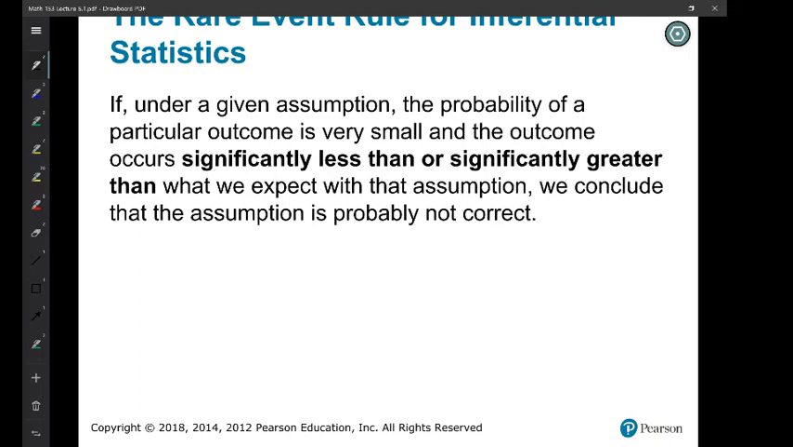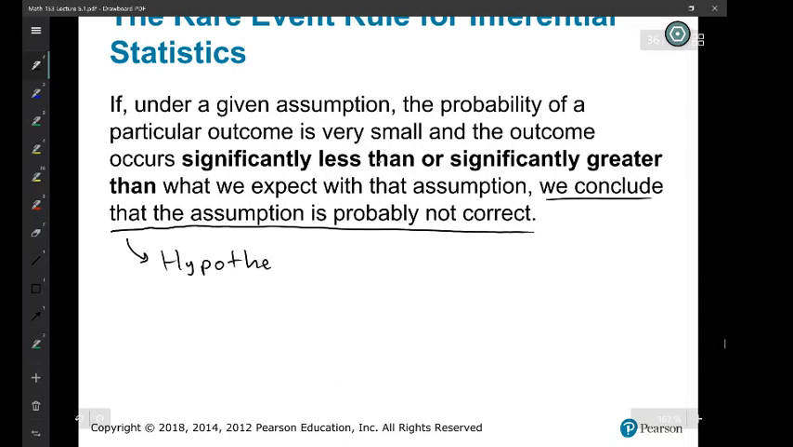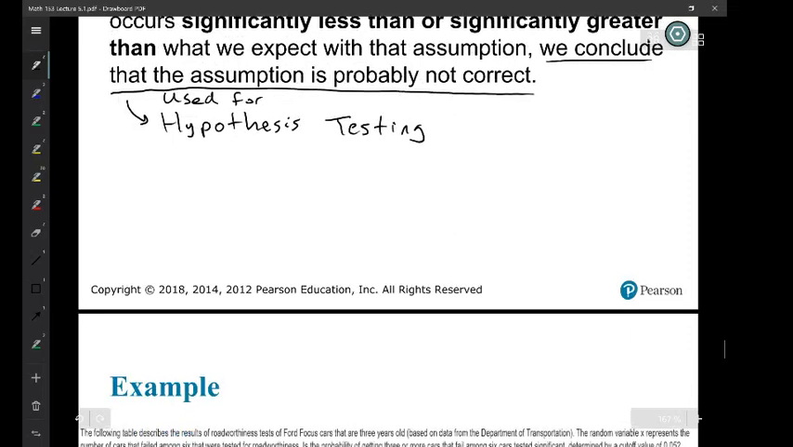So if under a given assumption the probability of a particular outcome is very small and the outcome occurs significantly less than or significantly greater than what we expect with that assumption, then we conclude that the assumption is probably not correct. So this is going to lead into the concept of hypothesis testing, which we'll discuss later in the course.